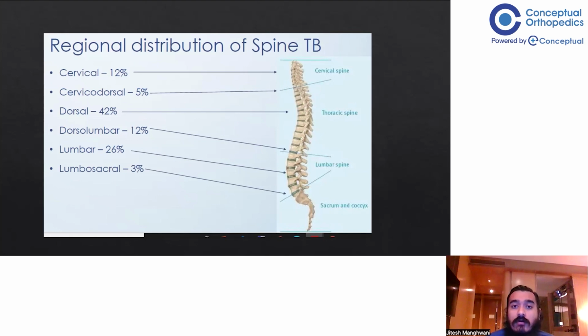Why am I focusing on this? Because this was asked as an MCQ. Which of the statements is false? In which it was said junctional cervicodorsal TB is more common as compared to dorsolumbar. That was wrong, because dorsolumbar is more common as compared to cervicodorsal. So dorsal is 42% of cases, lumbar is 26, cervical and dorsolumbar is 12, cervicodorsal is 5, and lumbosacral is 3%.